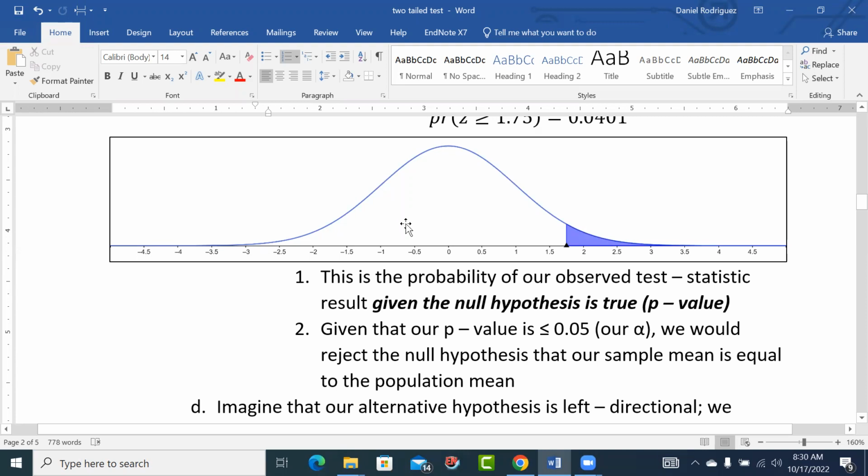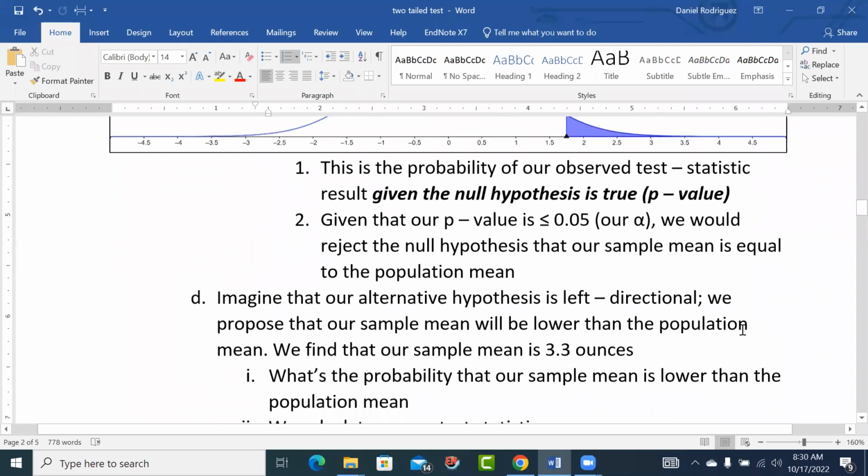If I conclude that they don't belong to this population, I am wrong. But the probability of me being wrong is very small. It's only 4%, and I said I don't mind being wrong 5% or less. So that's what it means to statistically reject the null hypothesis. I'm okay with being wrong that small amount of the time.